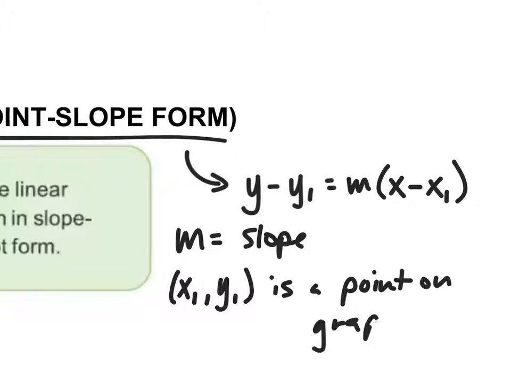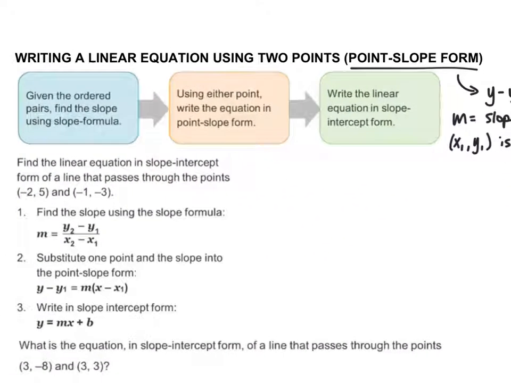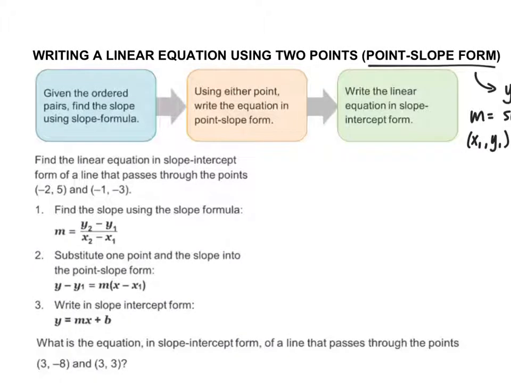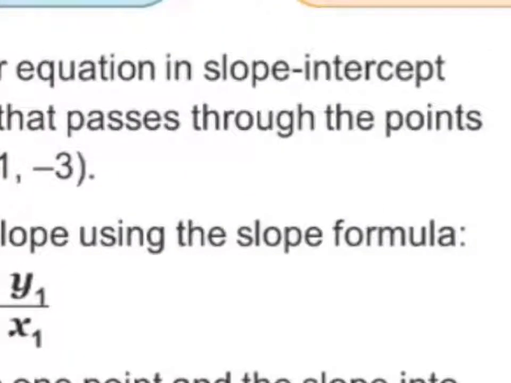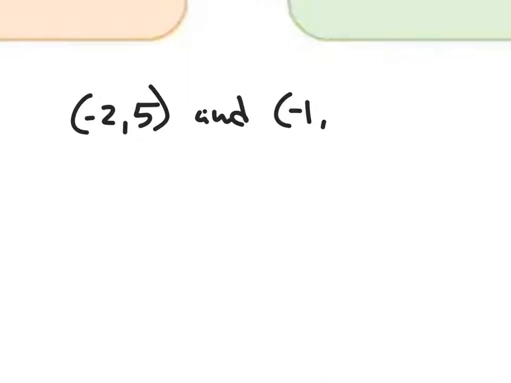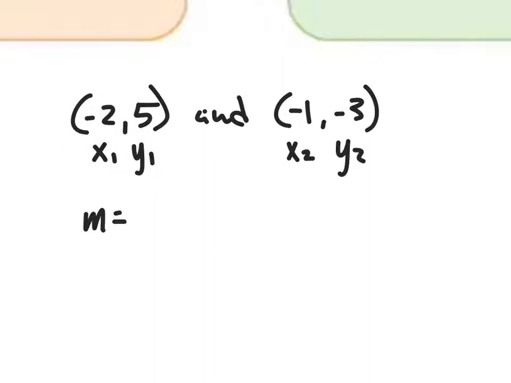Now, let's do this for this set of points: (-2, 5) and then (-1, -3). So I'm going to call this x sub 1, y sub 1, and this x sub 2, y sub 2. So let's first calculate my slope. That part doesn't change.